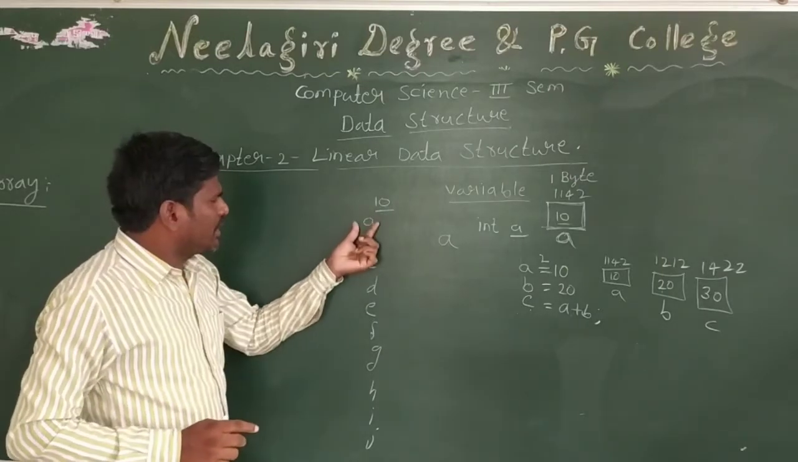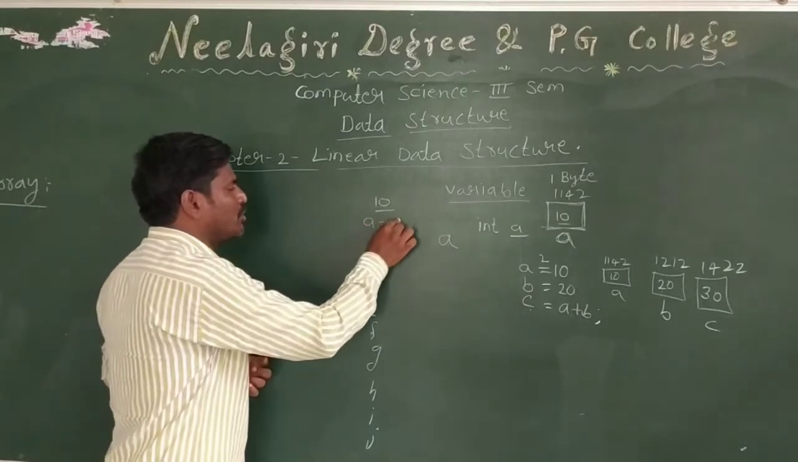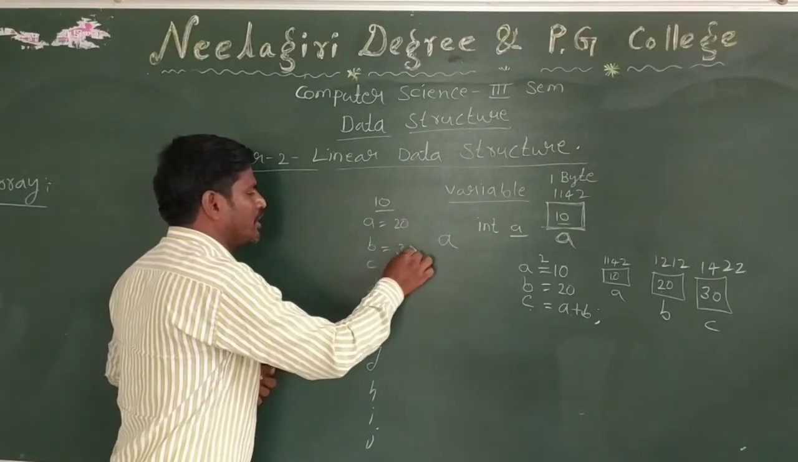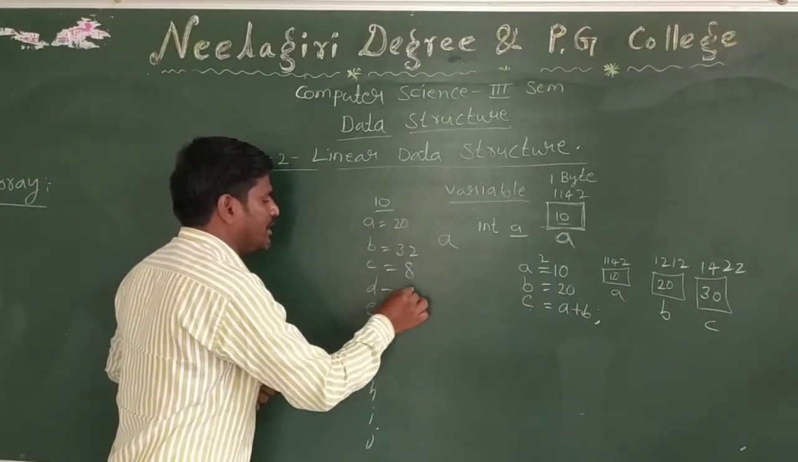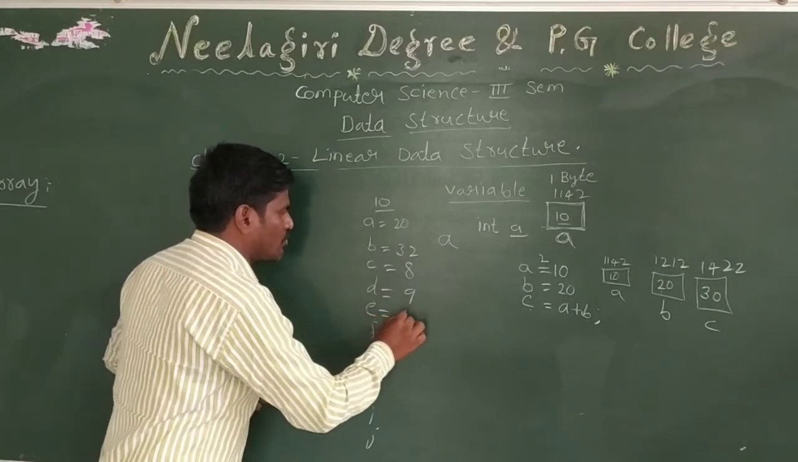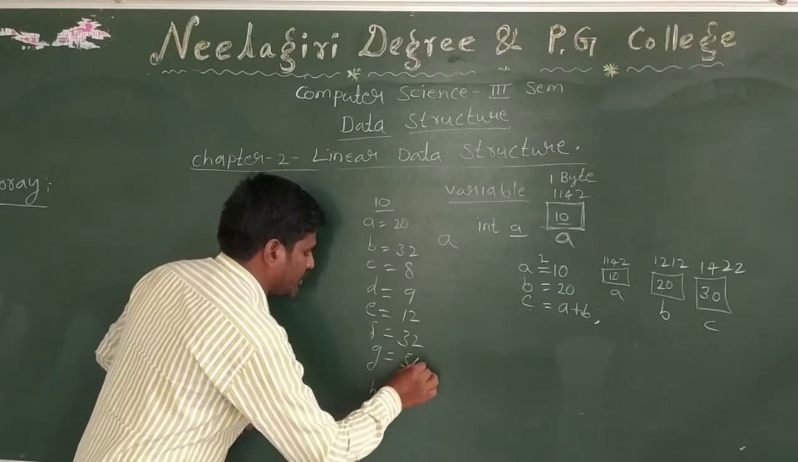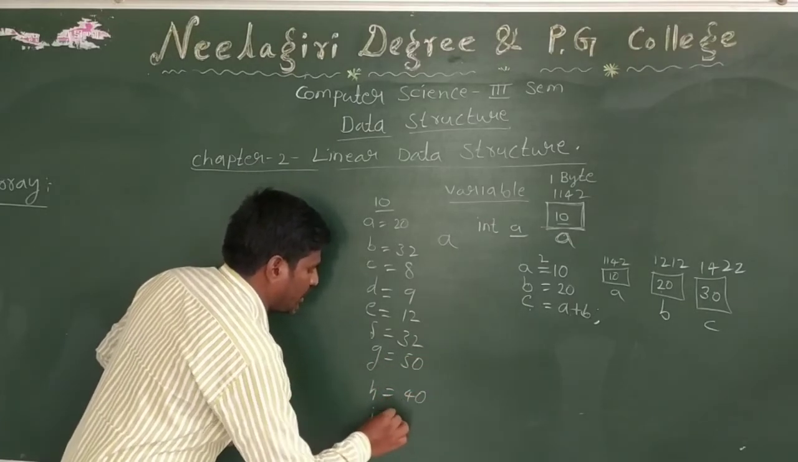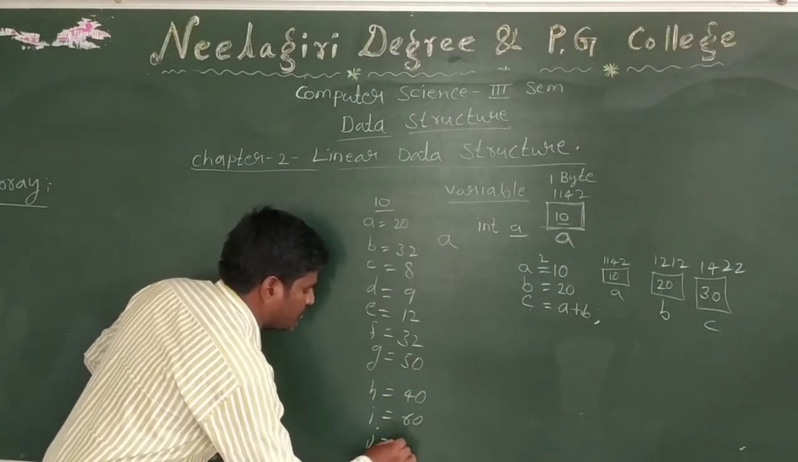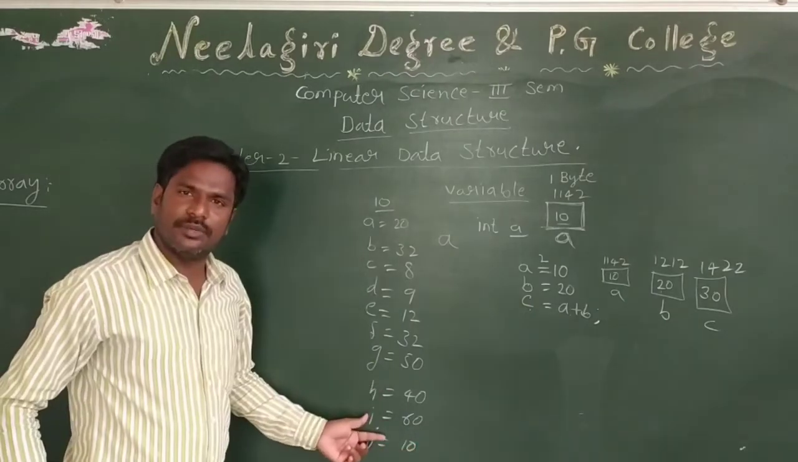So if you declare variables separately, for example A is 20, B is 32, C is equal to 8, D is equal to 9, E is equal to 12, F is equal to 32, G is equal to 50, H is equal to 40. We can take any value, whatever we get from the user, and that will be assigned to the variables.